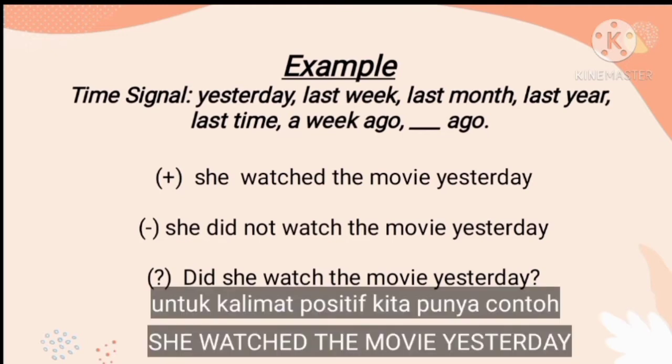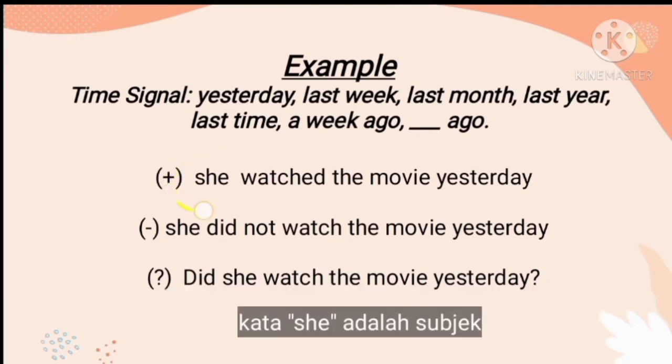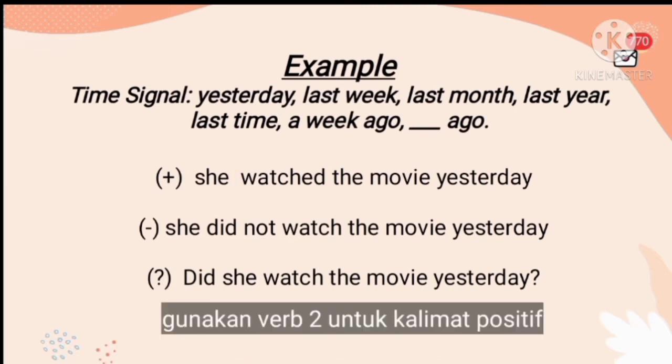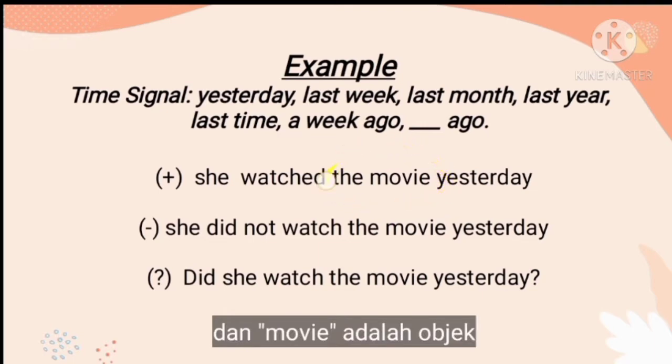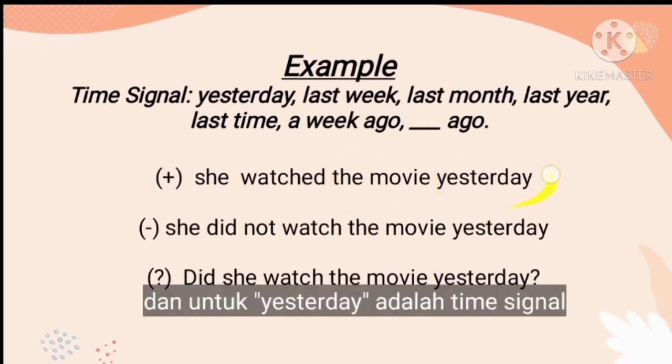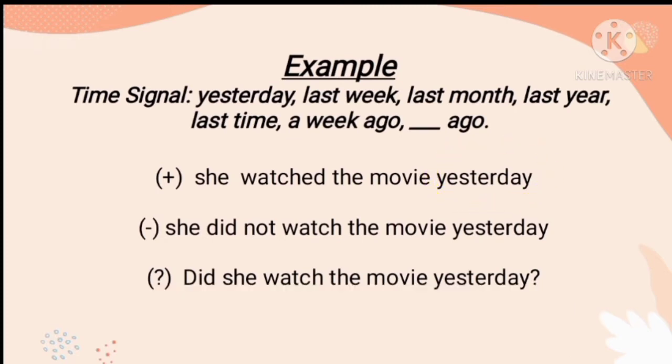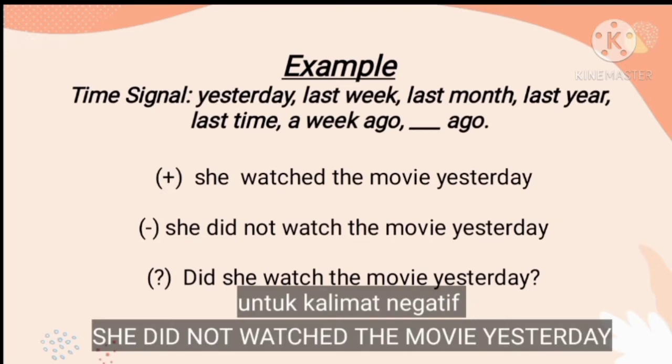and etc. For the positive sentence, we have the example: she watched the movie yesterday. The word she is the subject, and then the word watched is the verb. Use verb 2 for the positive sentence, and then the movie is the object, and yesterday is the time signal. She watched the movie yesterday. For the negative sentence: she did not watch the movie yesterday.